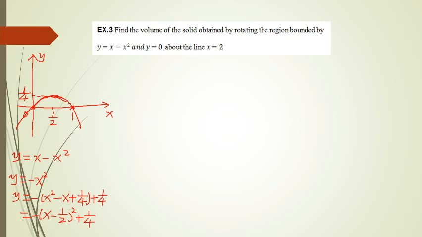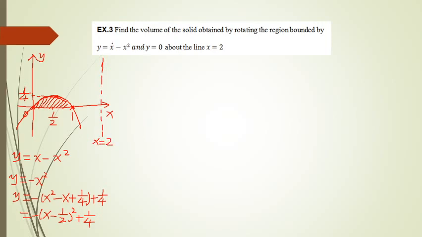I think it should be x-axis, not y-axis. There is a little problem. So it should be this part, and y equal to 0, that is the horizontal axis. So it should be this region. This region rotates about the line x equals 2. x equals 2 is another vertical line, right?